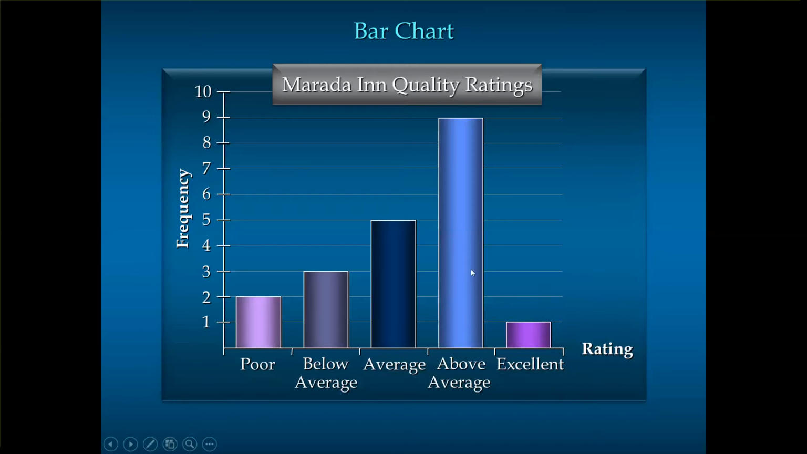And the third characteristic you can find is that between each bar there is a gap. The bars are not next to each other. Instead, there is a big gap between each bar. So those are the characteristics of the bar chart. In the next video, we'll learn how to use Excel to create a bar chart using the hotel quality data set.